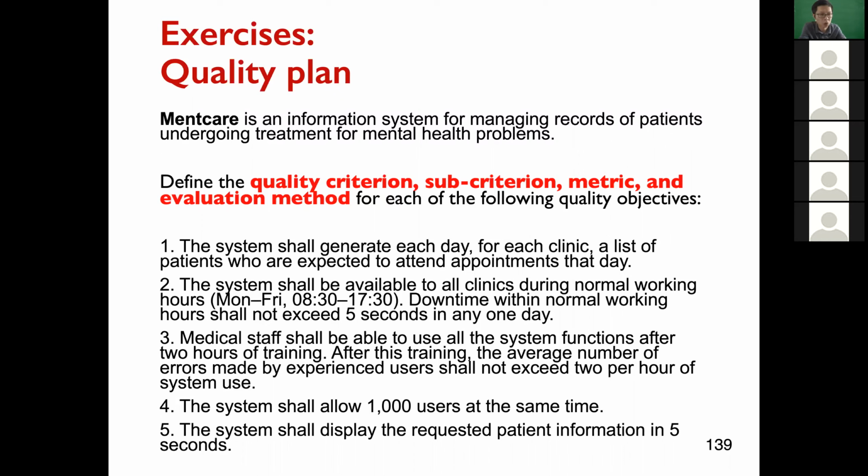Quality criteria is like a quality factor, like efficiency. A sub-criterion is a sub-factor, like time efficiency. For the metric, you define a quantitative, measurable metric, like response time or speed. And the evaluation method can be testing, such as integration testing, system testing, or performance testing, or a review. This is the first exercise.